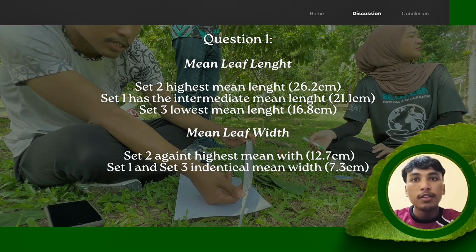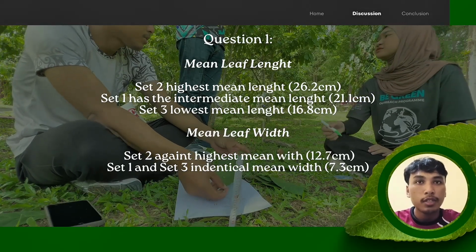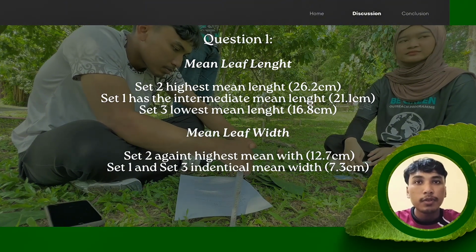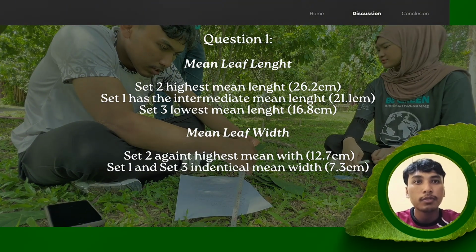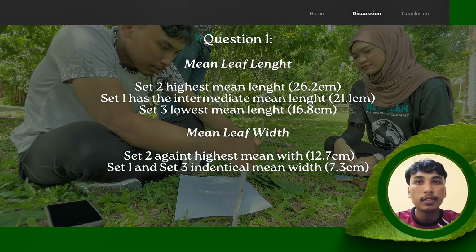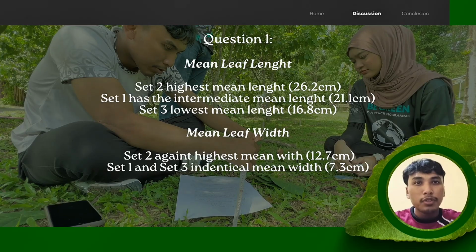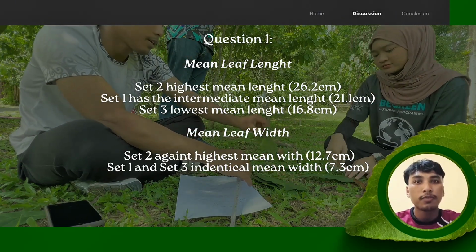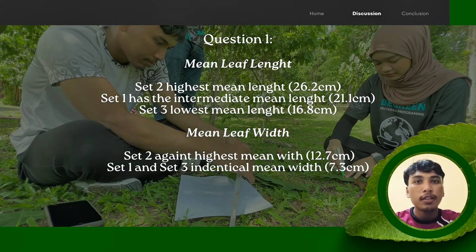For the mean leaf width, it shows both similarity and difference. Set 2 has the widest leaf with a mean width of 12.7 cm. Set 1 and Set 3 have the same mean width of 7.3 cm. This suggests that leaf width is similar for Set 1 and Set 3 even though their leaf lengths are different.